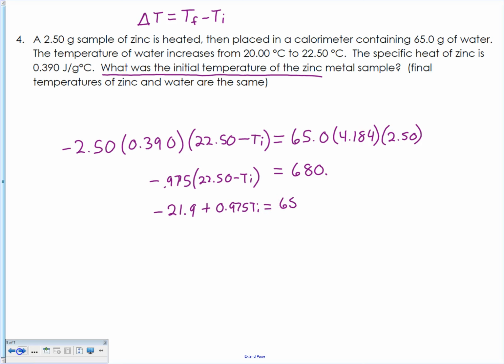equals 680. All right, now we're going to do an addition problem. So it's 680 point plus 21.9. Our answer here needs to go out to the ones digit because that's what the 680 point goes out to. So this side ends up giving us 702. This side is 0.975 Ti. All right, dividing both sides by 0.975, we see that Ti equals 720 degrees Celsius. 3 sig figs there at the end.